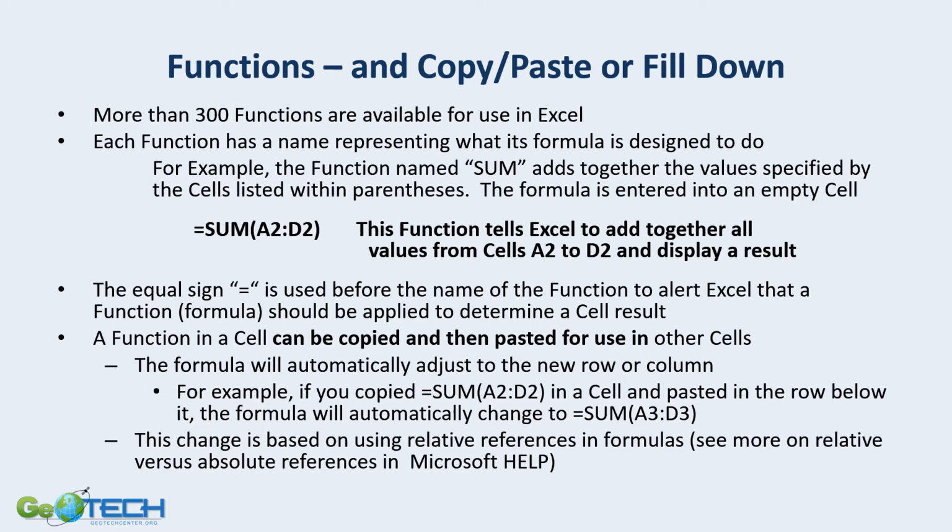And the formula will automatically be adjusted to the new row or column. So for example, if you copied SUM A2 to D2 in a cell and pasted it in the row below it, it will change the formula automatically to the sum of A3 to D3. So it changes to that new row. The change is based on using relative references, and we're not going to get into relative versus absolute references, but if you're curious, do go to Microsoft Help.